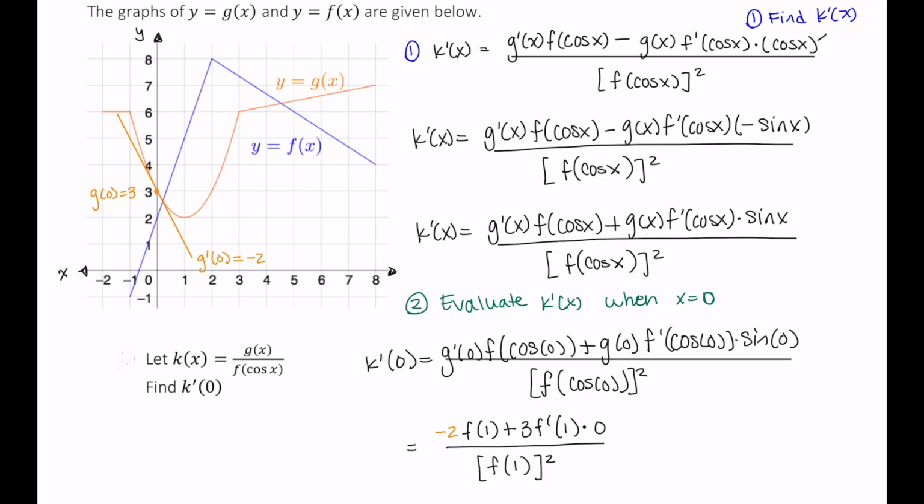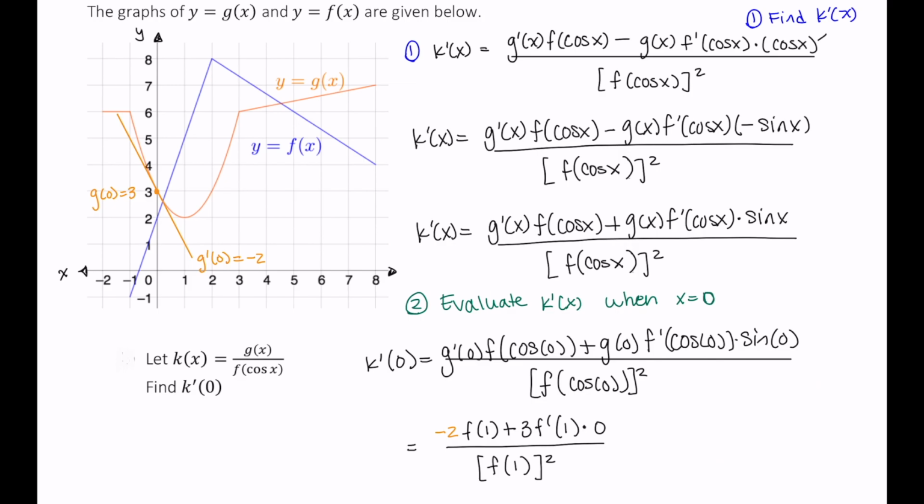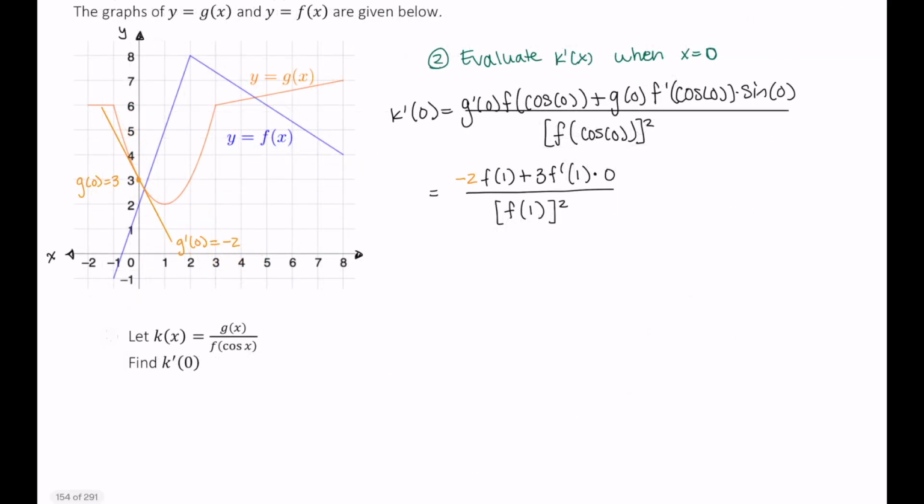Now, pardon me while I make a little space. I'm going to hide this material and continue with just this on the screen. On your own paper, you should just continue writing this down and not erase or move this. All right, here we are. Let's continue now that we have a little more space. We're finding the first derivative of k evaluated at 0. So k prime of 0 is equal to negative 2 times f evaluated at 1, when x is equal to 1 here.